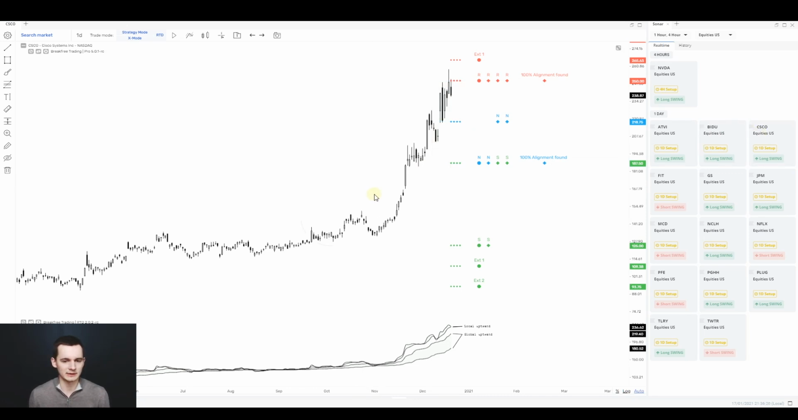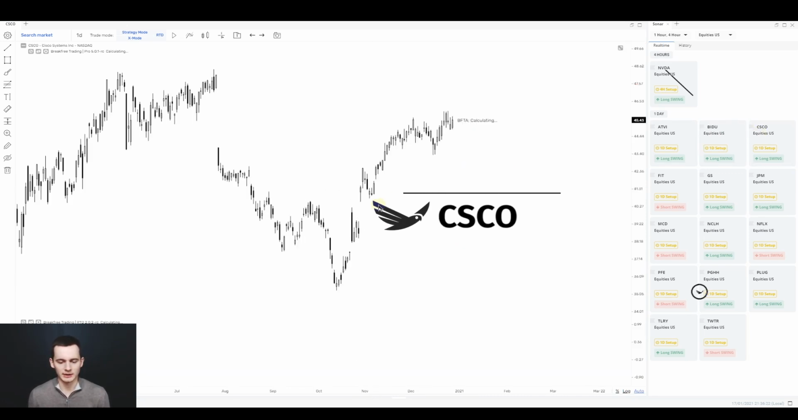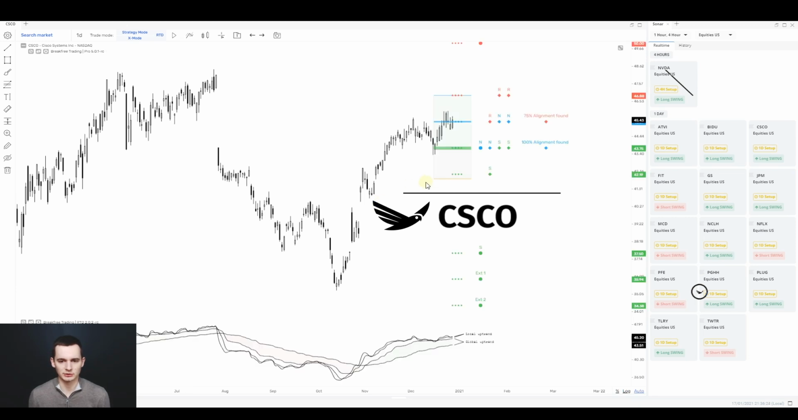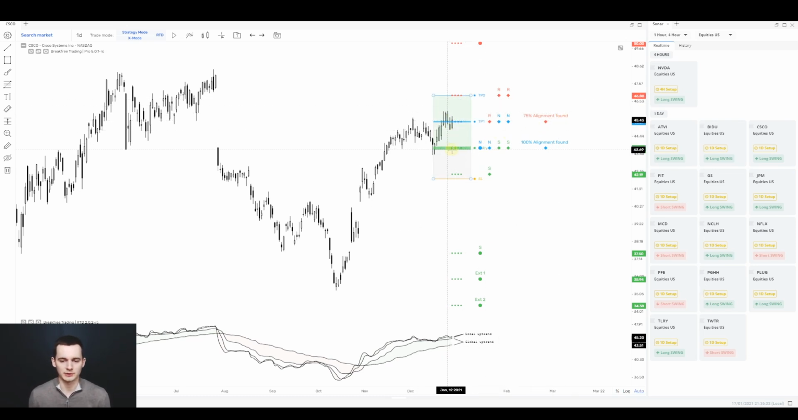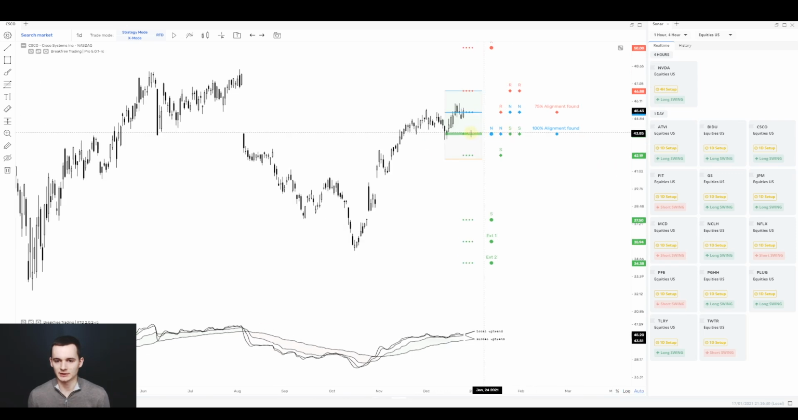Next one is CSCO. CSCO we also, I think, went through last week. So let's do just a quick follow-up. Okay, so we hit entry and hit TP1. If you took this trade, great. You hit TP1. Now just wait for TP2. Move your stops to break even on your last few positions. And yeah, just let it ride. See if it takes you to TP2.